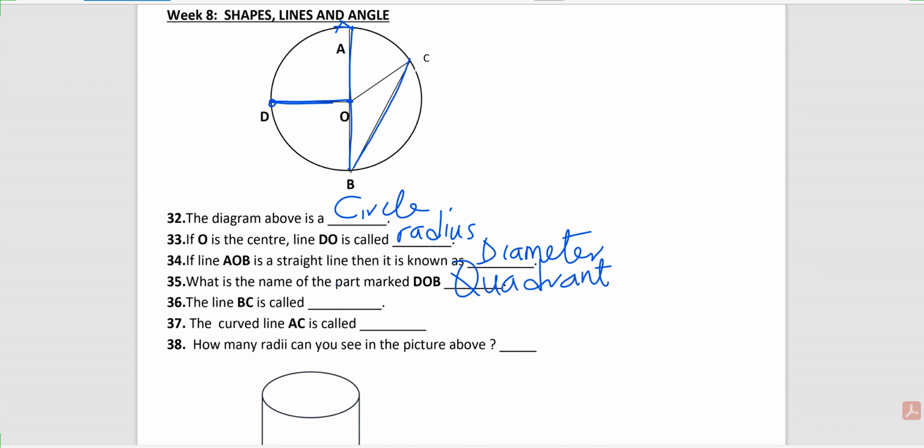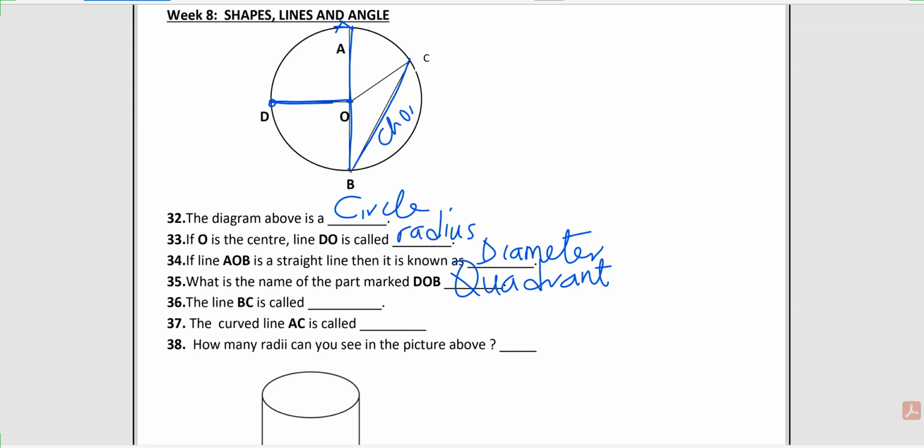Like I said, the line BC is called a chord. It's a line that cuts the circle into two unequal parts. So this is called a chord.